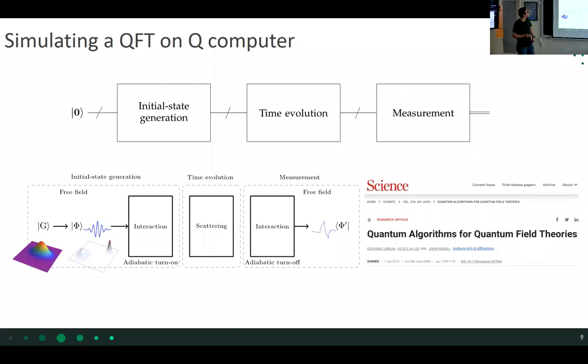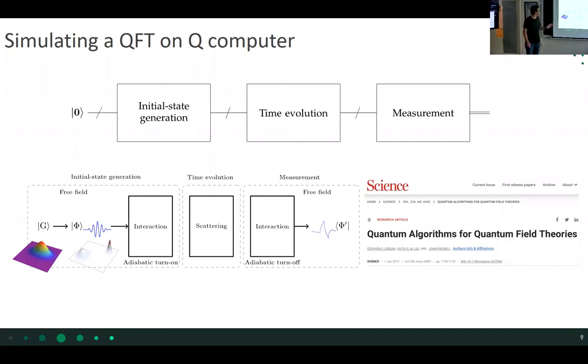For simulating quantum field theory, it follows the structure of quantum algorithms for simulating any quantum system. We start with qubits in the all-zero state. We prepare some initial state, evolve the state, and then perform some measurement on the evolved state and get classical outcomes. We can run the algorithm many times and post-process the classical outcomes in order to get the values of some interesting observables related to the system.